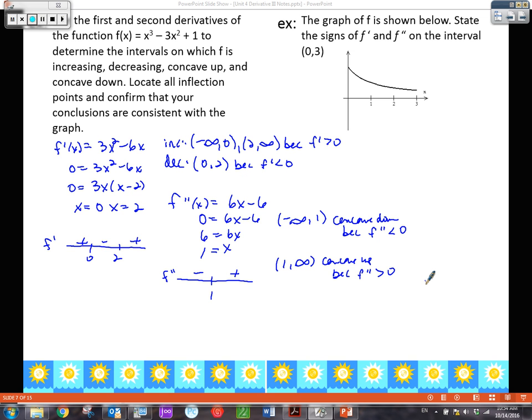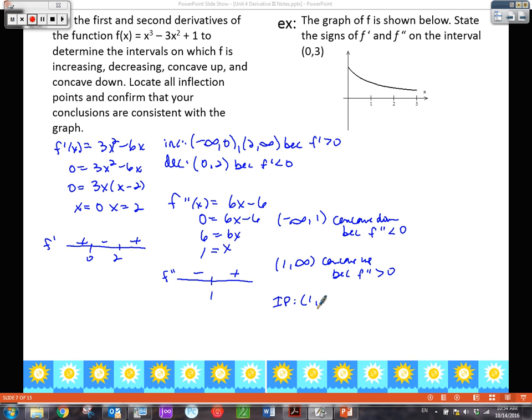Now the inflection points are where the second derivative changes signs, or where we change concavity. Did this particular graph change concavity? Yes, it changes concavity at 1, so therefore we have an inflection point at 1. Now how do I get the y value? Here we get a little mixed up sometimes.